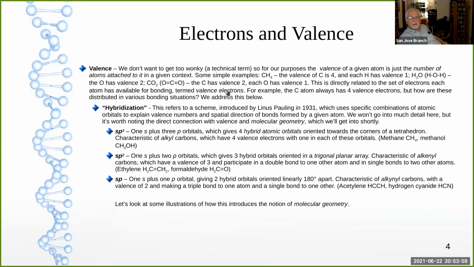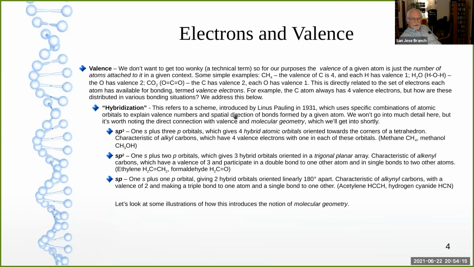And that depends on how many atoms are attached to it. But in both cases, the carbon has 4 valence electrons. And those are the electrons that it can share with other atoms. So they can be distributed different ways.